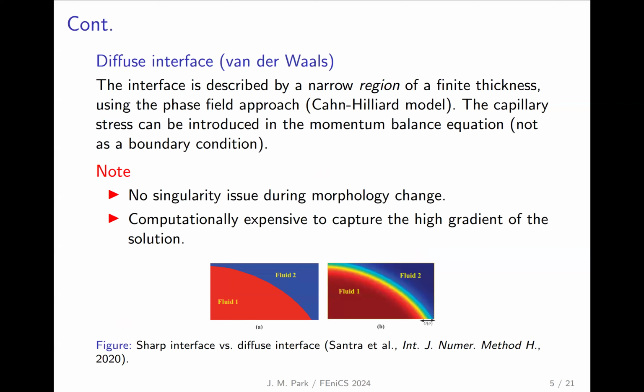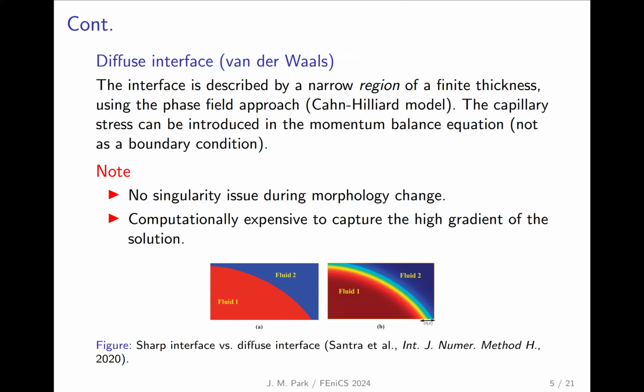But in this study, we want to use a diffuse interface, which is based on the Cahn-Hilliard model. In this case, the interface is not a surface, but a thin, narrow region, and everything is continuous in this model. So the surface stress can be introduced not as a boundary condition, but into the momentum equation. That's one advantage of this approach.